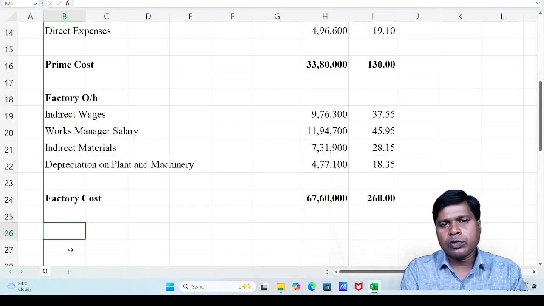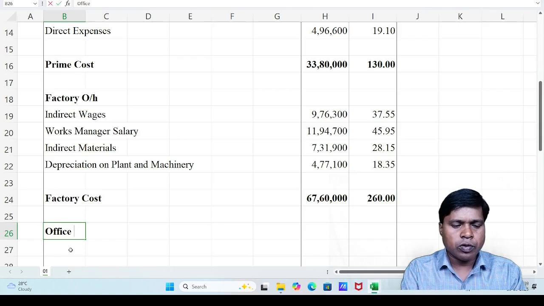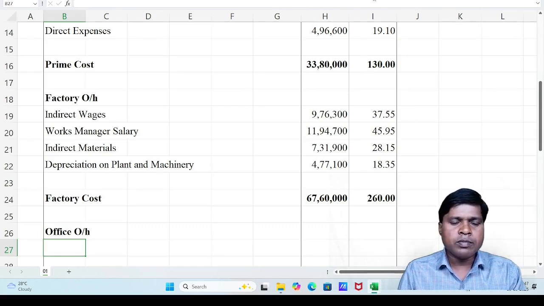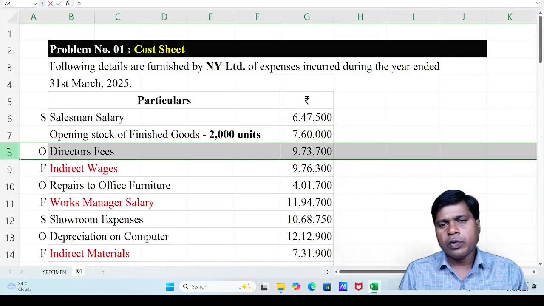We have to follow the sequence as per the cost sheet specimen. So I am writing there office overheads, or we can write administration overheads, and again same as per factory overheads, we have to find items that should be recorded under office overheads. We have to start always from the beginning. So there is mark O for office expenses or office overheads.